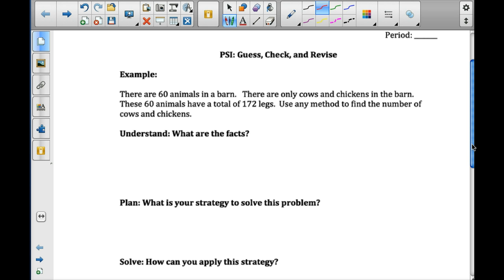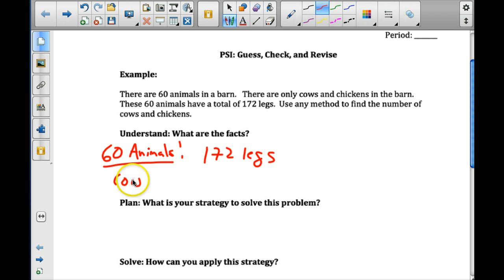All right. Anyway, we're not going to assume we have any 3-legged cows or anything like that. So, what are the facts here? We got 60 animals and 172 legs. We know that cows have 4 legs and chickens have 2 legs. Those are facts. That's the stuff we know.